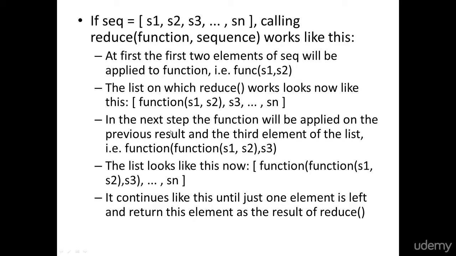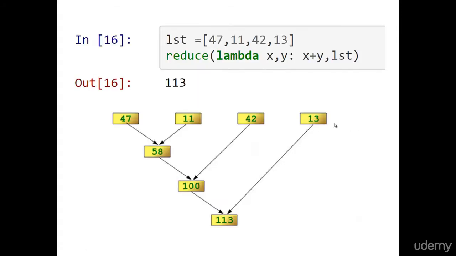The next step is to take your previous result, whatever the function of S1 and S2 gave, and apply the function to that answer with S3. So the list keeps building in and reducing, with the function results building into each other. And it keeps continuing like that until one element is left. That's a little hard to understand in words, so let's go ahead and see an example.